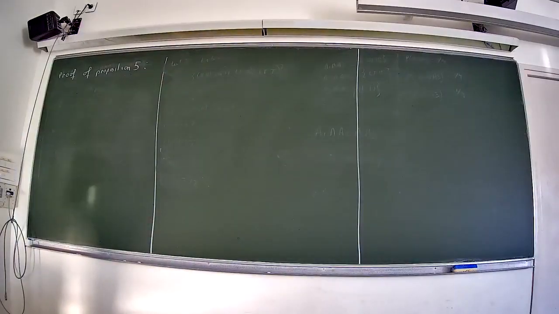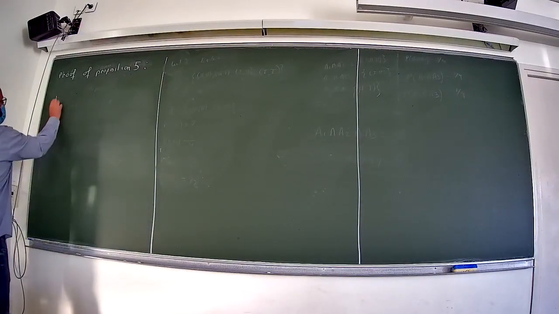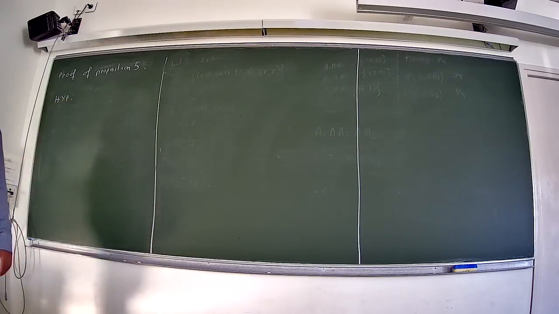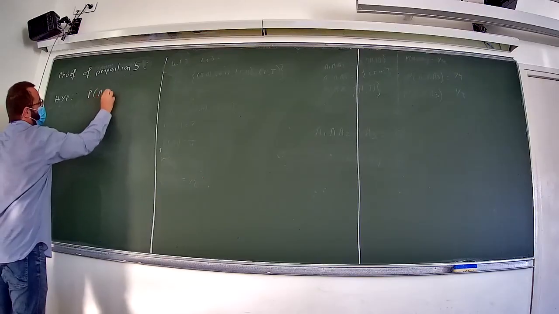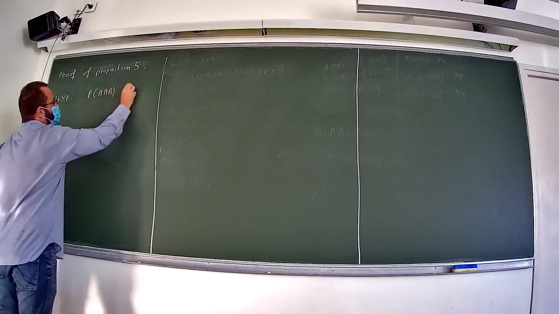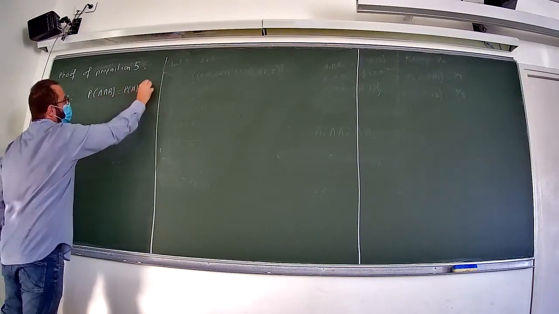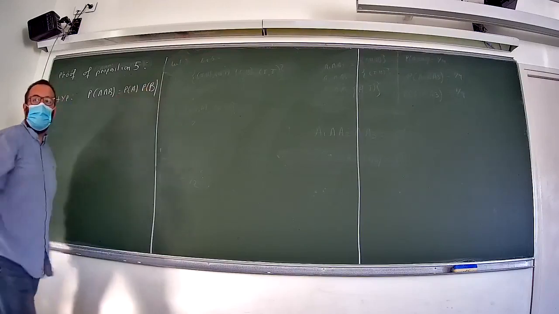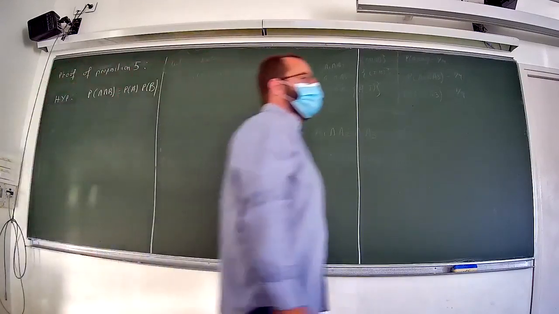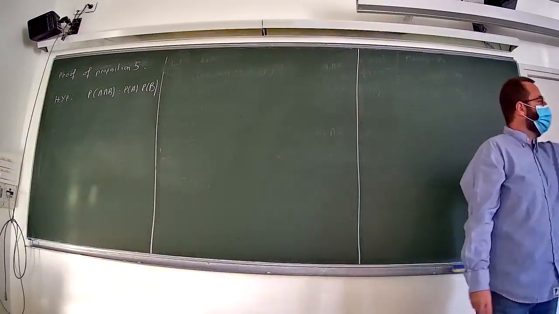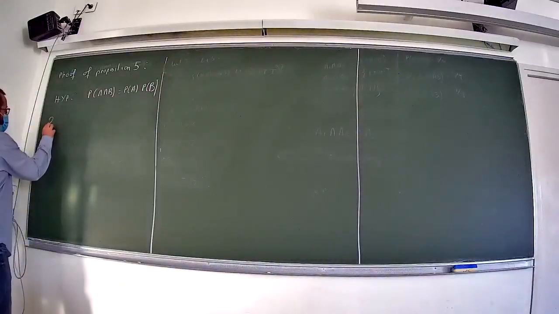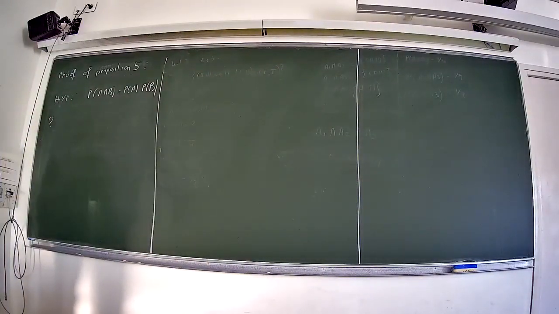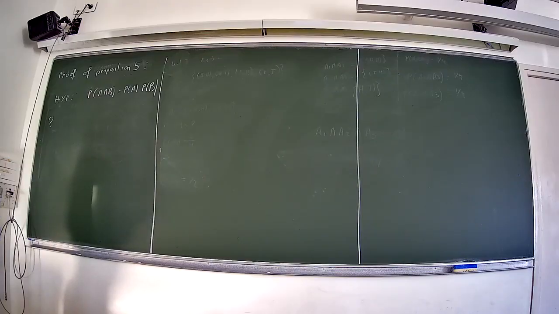So, proof of Proposition 5. My hypothesis in the statement is that A and B are independent. So P of A intersected with B is equal to P of A times P of B, by definition of independence. Okay? And what I want to prove is that A complementary and B are independent.